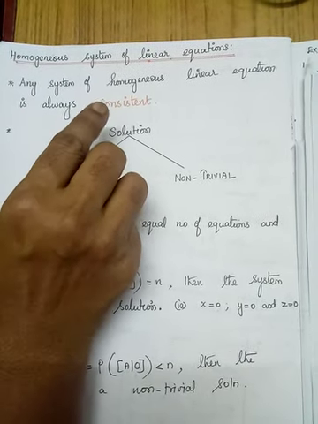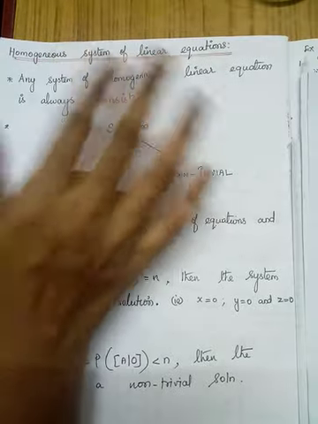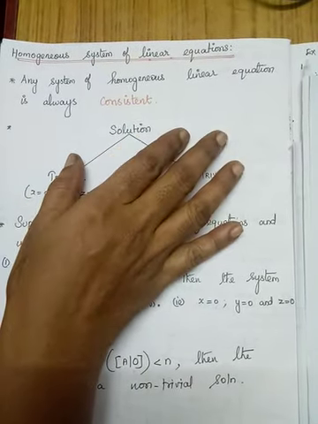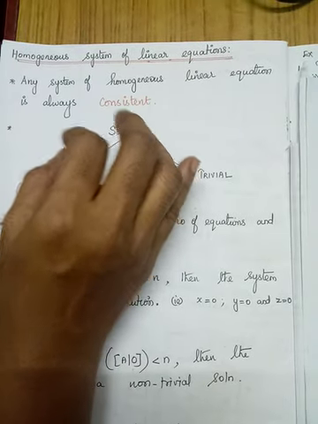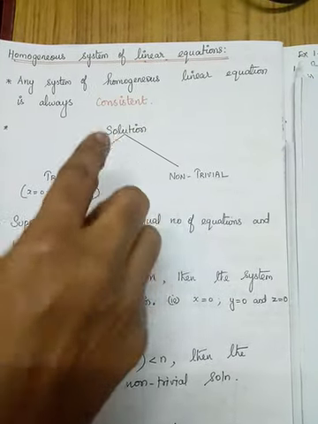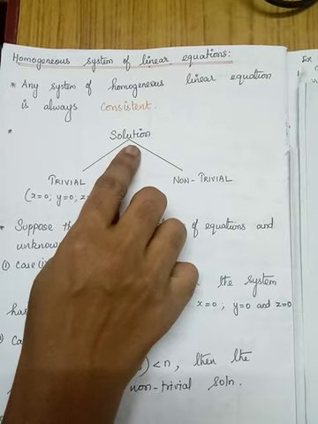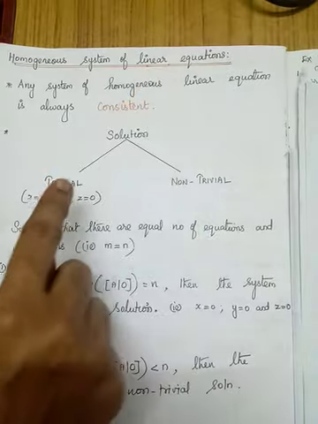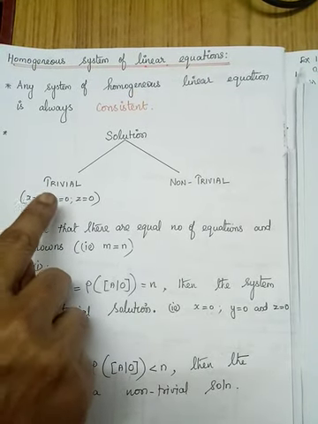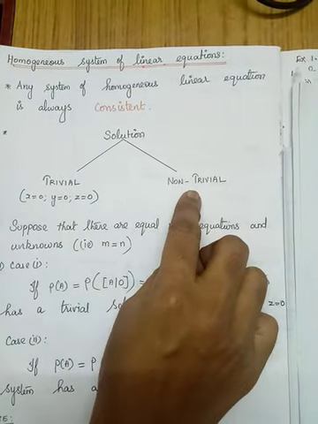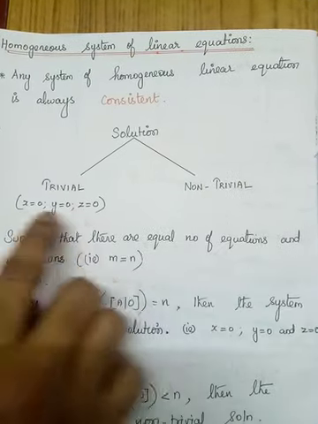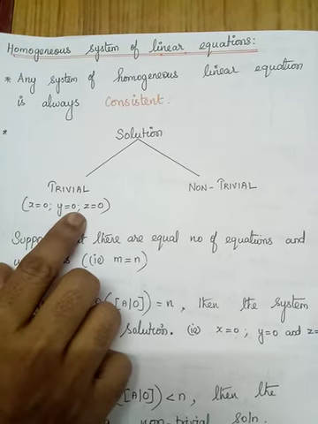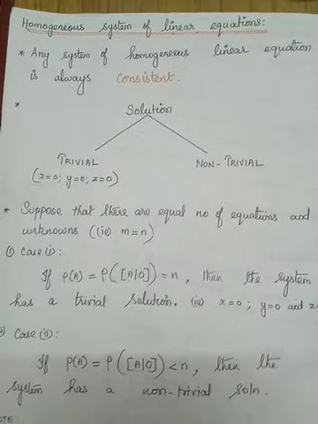Consistent means it has at least one solution. It does not have no solution. So we can say the solution of the homogeneous system of linear equations has two types. One is the trivial solution, another one is the non-trivial solution. Trivial solution means x, y, z values, everything is equal to 0.